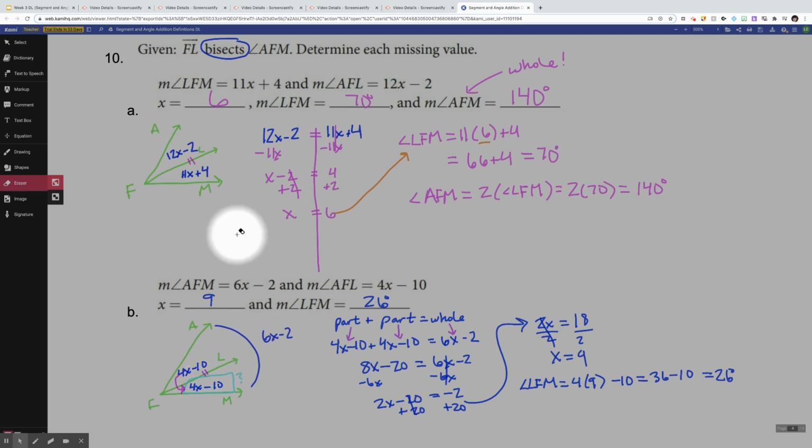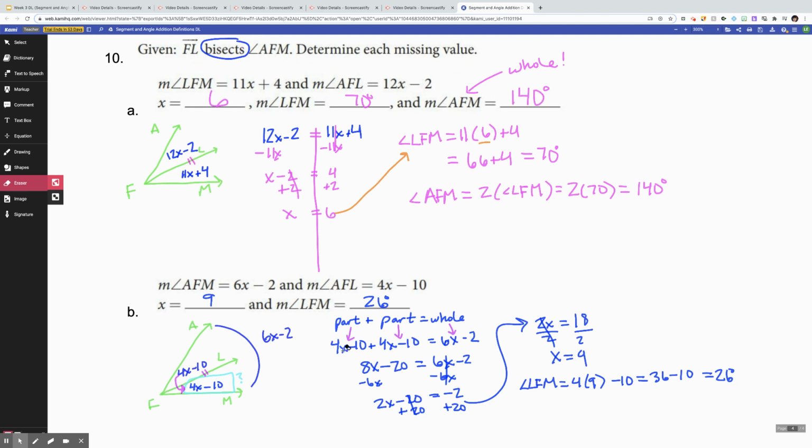I didn't know what it was, which is why I put this kind of light blue box around it. I had no idea what it was, but because I'm dealing with a bisector here, that means these two parts have to be equal to each other, meaning that I can write the exact same thing in both of those spaces. So that's exactly what I did, right? 4x minus 10 here for this part, so this part has to also be 4x minus 10. And now I have enough for part plus part equals whole, which is exactly what we did right here. Okay, so I have my two parts, 4x minus 10 and 4x minus 10.